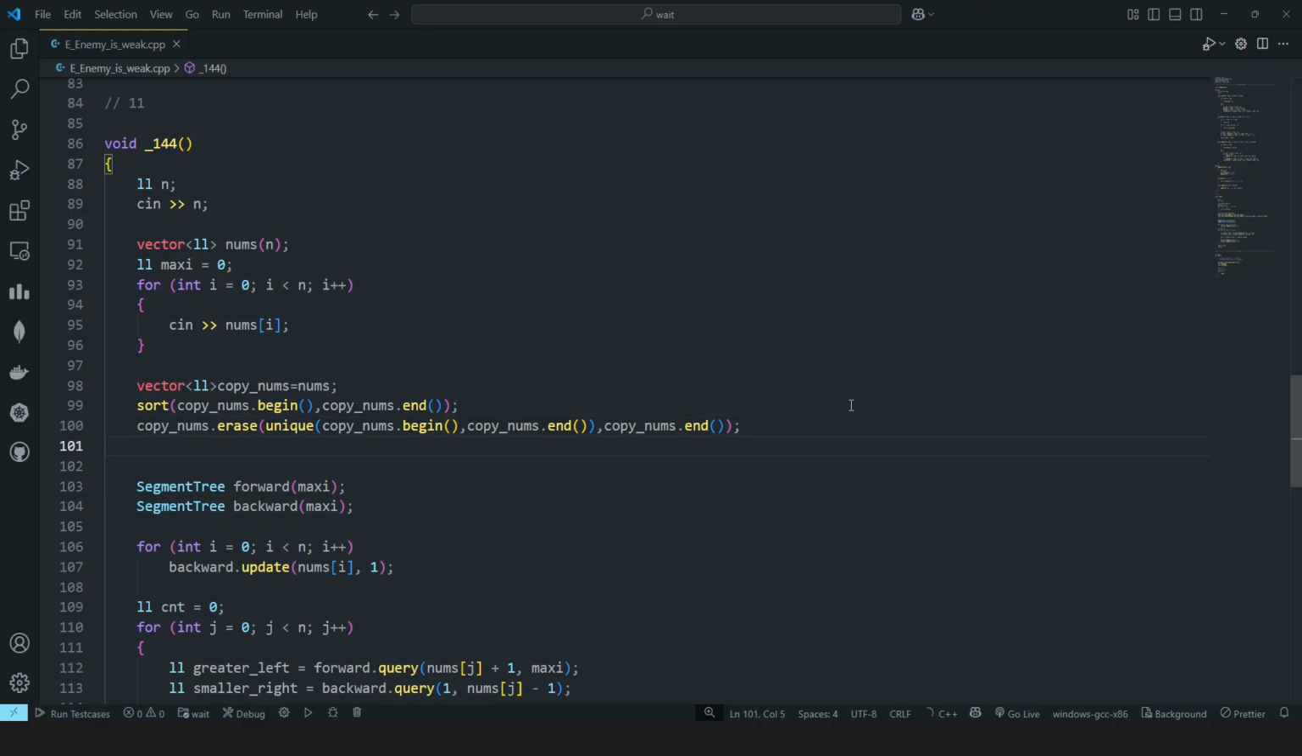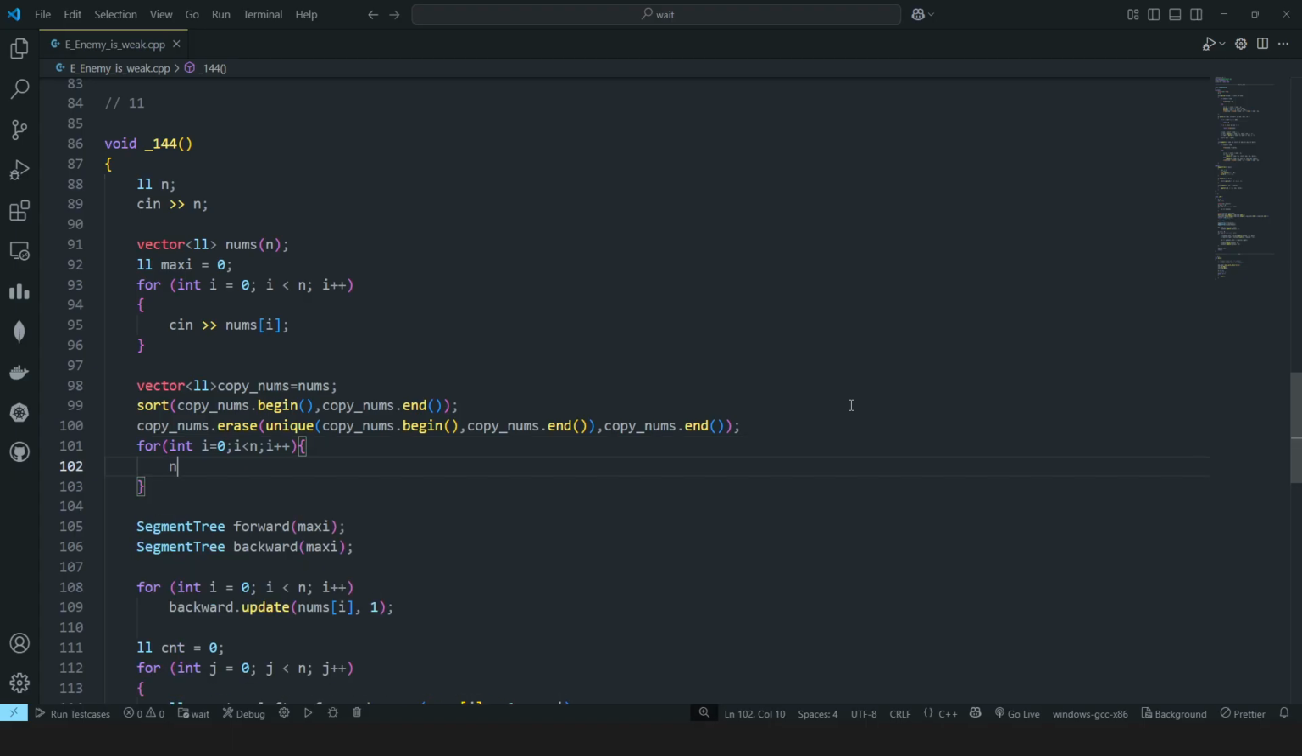And after doing this, what will we do next? I told you that for each of the original elements in the array, that is from 0 to n-1, we will assign new values. This nums of i will now be equal to what? This lower bound function is used to find the new index in the uniquely sorted array, that is the copy nums array, and thereby assigning it to the original array like this.